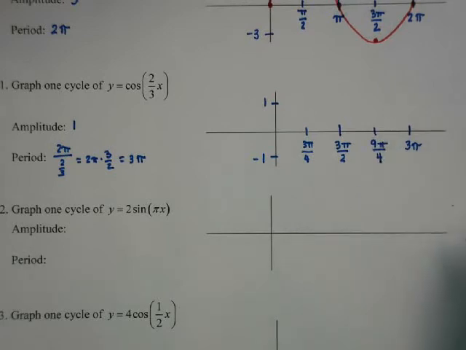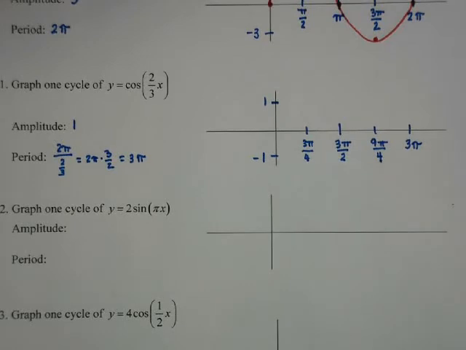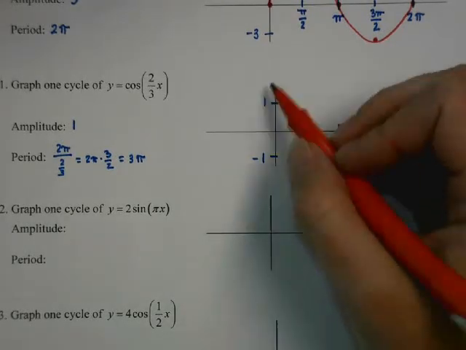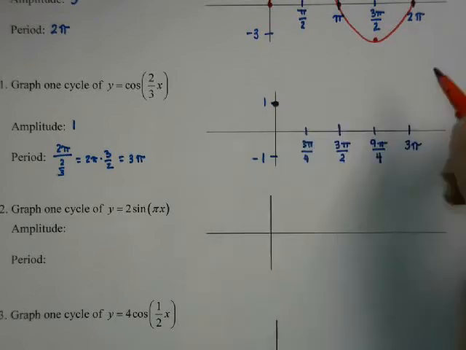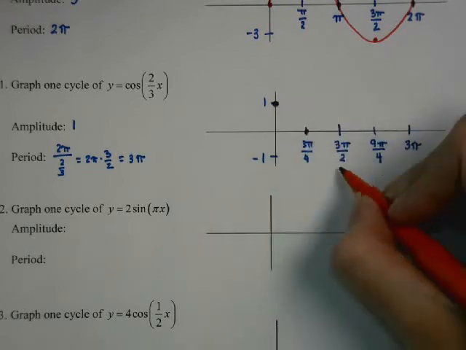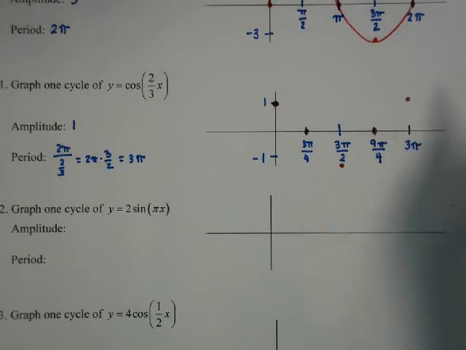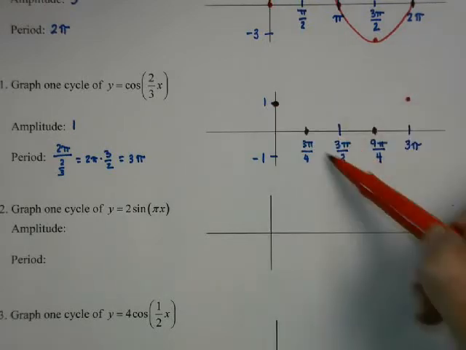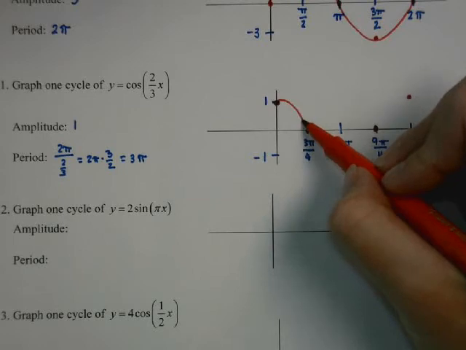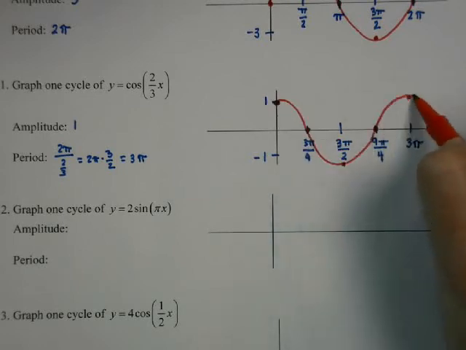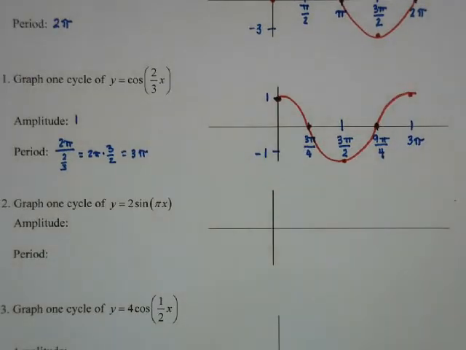Then we're going to graph cosine. Cosine, when it crosses the y-axis, crosses at the maximum. Then it's going to go to the midline, to the minimum, to the midline, to the maximum. Now we don't want to connect this with straight lines. We know what this looks like. So that would be one cycle of cosine.